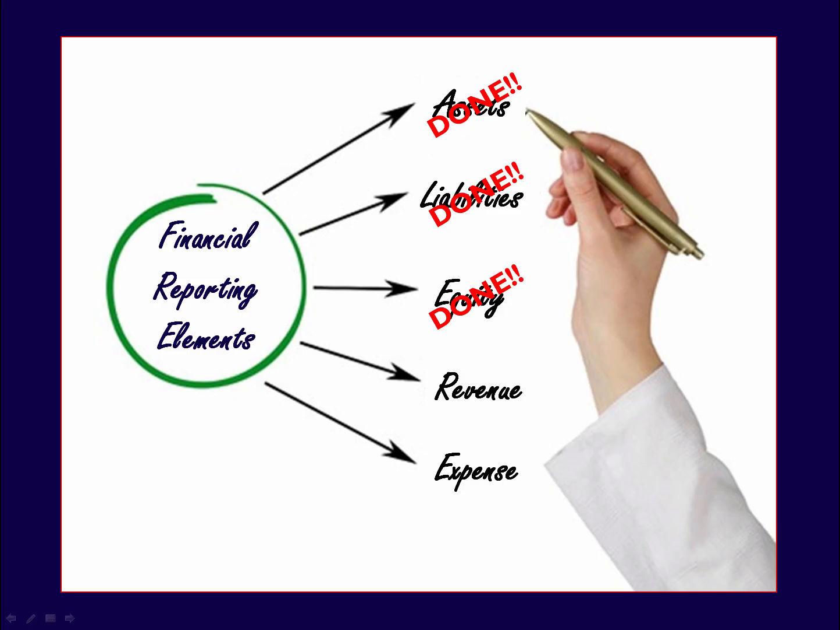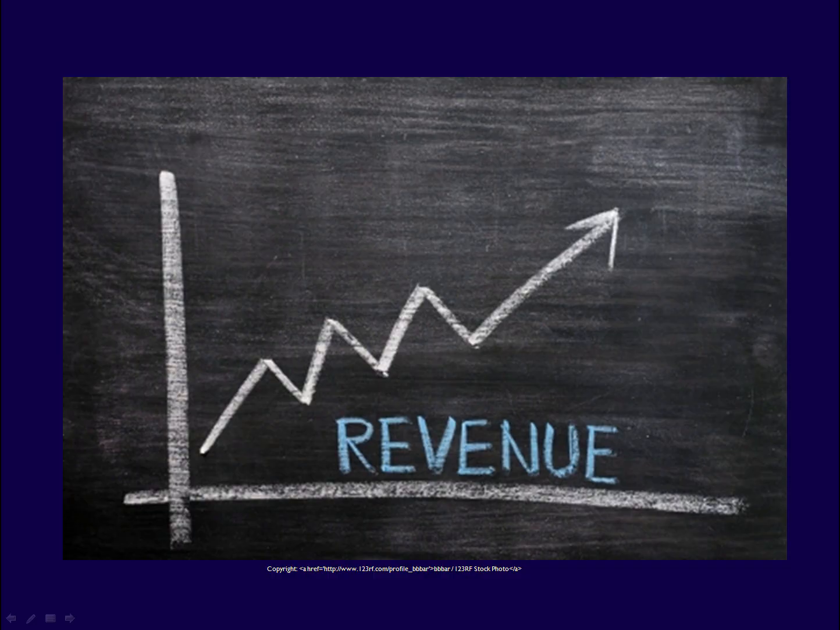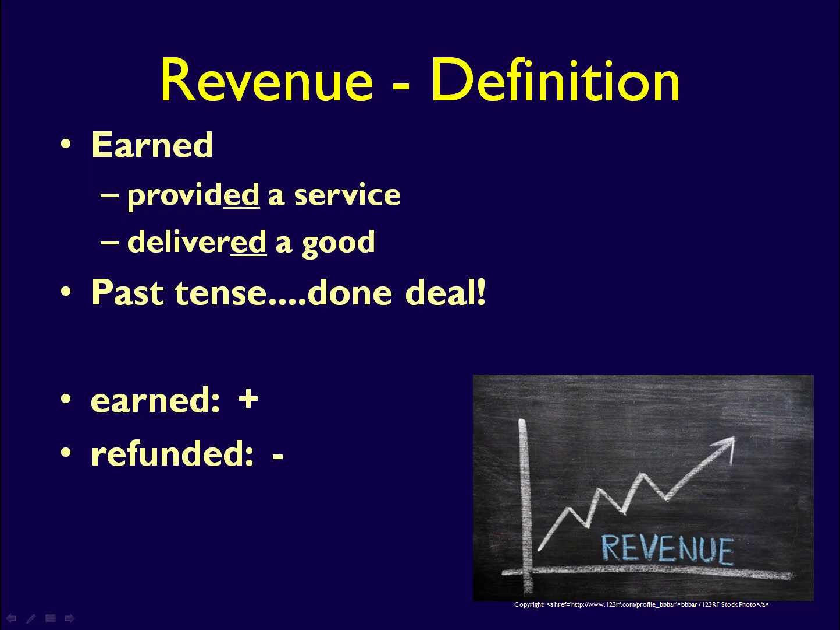We only have two more financial reporting elements left, and the next one is revenues. Remember from my previous videos that revenues are earned, meaning the business has done what they were supposed to do for their customers, either provided a service or delivered a good. It's really important to notice that businesses only record revenue in their revenue accounts when their work is done. When they finish their work, revenue is increased, but if they have to refund their customers, then revenue is decreased.